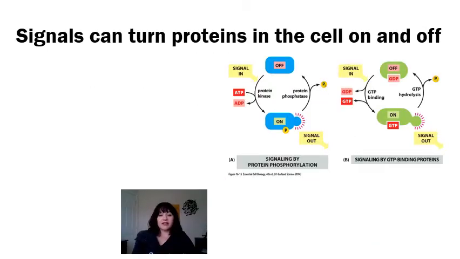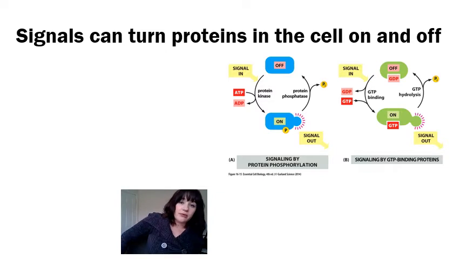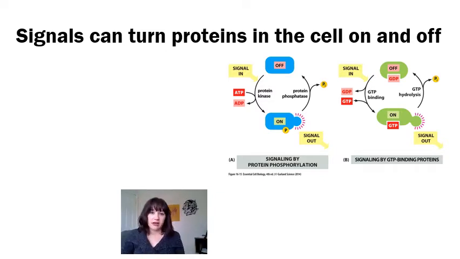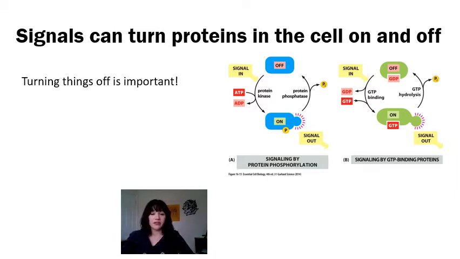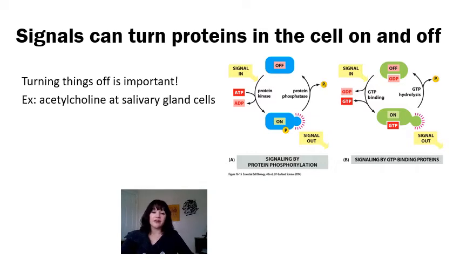So there are signals that can turn proteins in the cell on and off. A lot of these intracellular signaling molecules can be turned on and off, right? So if you wanted to regulate the signaling pathway at the intracellular level, you could turn any of those proteins in that chain on or off. And turning off is just as important as turning on. For example, what if you could never tell your cells to stop making saliva after receiving a signal from acetylcholine? That would not be good. We'd all be big drooling messes.